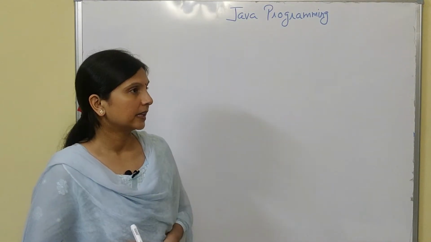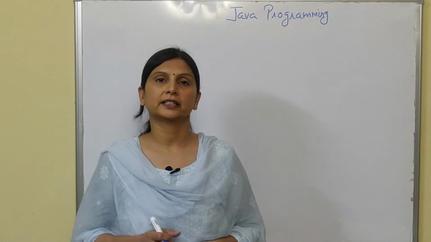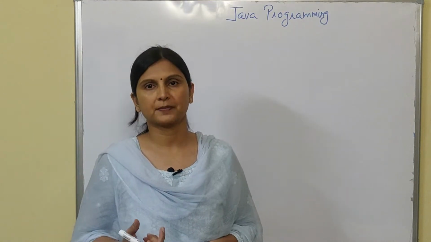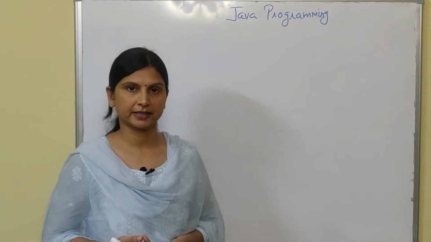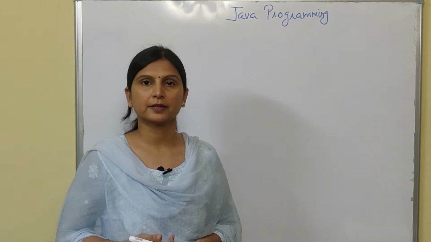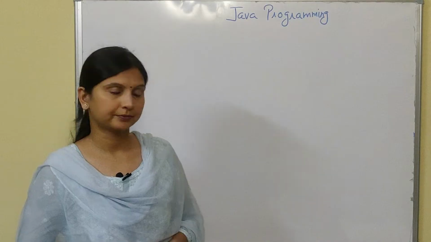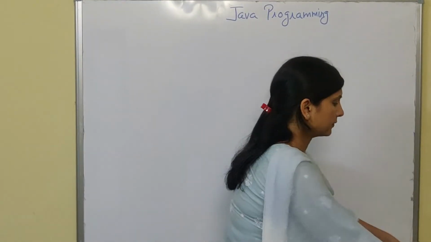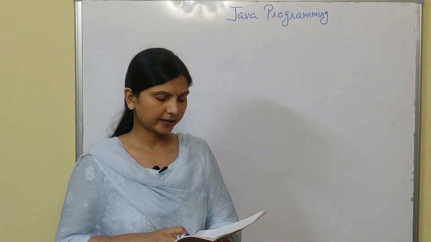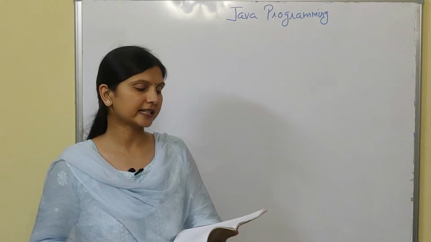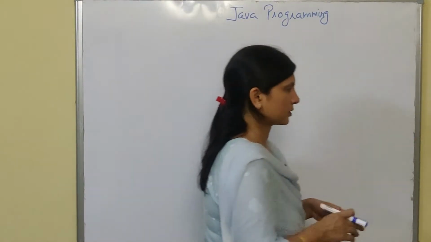Then we made one program also, and today we will continue with making small, simple programs by making use of system.out.println. So I will take a few programs and we will discuss them. Let's start. The first program is: assign length and breadth of a rectangle and print its area and perimeter. Very simple program. So let's start.